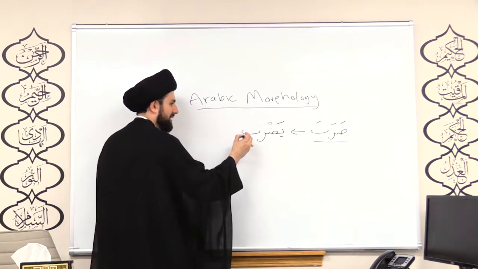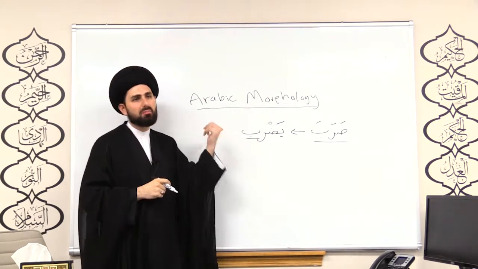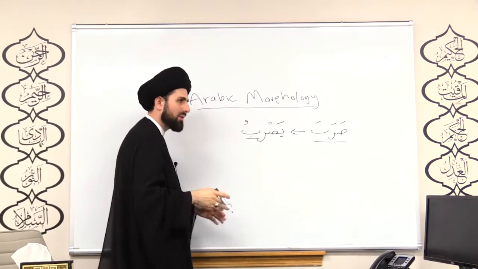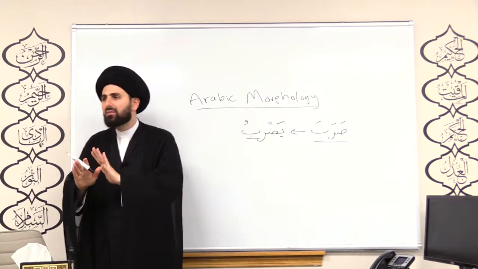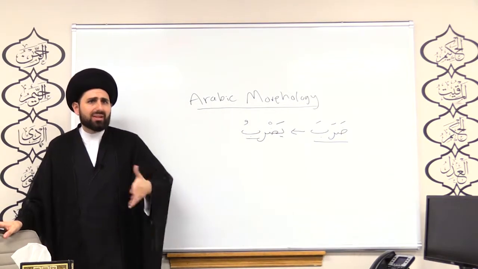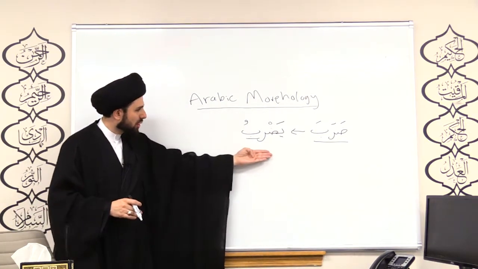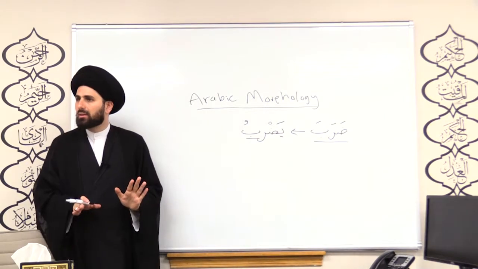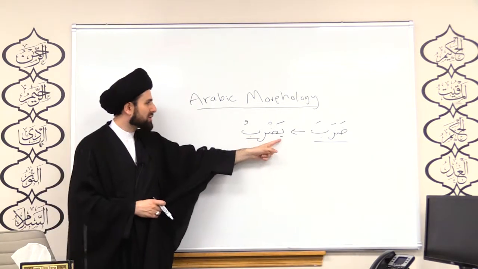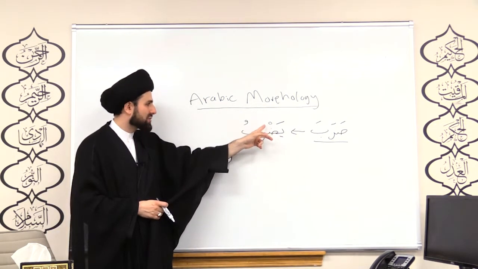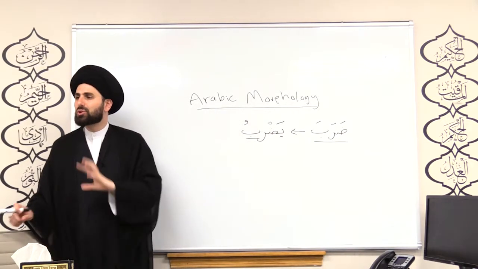The last letter here always has a what? Dhamma. Because fi'l al-mudari', the present tense verb, is marfu'. So it always will have the dhamma. Unless there's an agent that's acting on it, like adat nasb, adat jazm, that's a different issue. But in its original form, fi'l al-mudari', you automatically know that these letters are fixed. The first one has a fatha, the second letter has a sukoon, the last letter, the fourth letter here, always has a dhamma. So which one is the tricky one then?